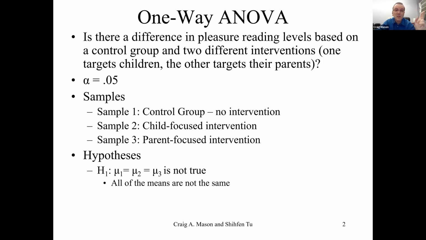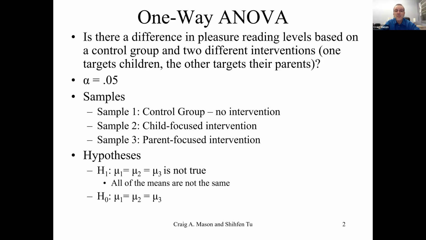The key is at least, or you could just say at least 2 of those populations have different means. We don't know which 2. Maybe all of them do, but at least 2 have different means. And the null is that they're all exactly the same. All 3 have the same mean for how many hours the child reads each week.